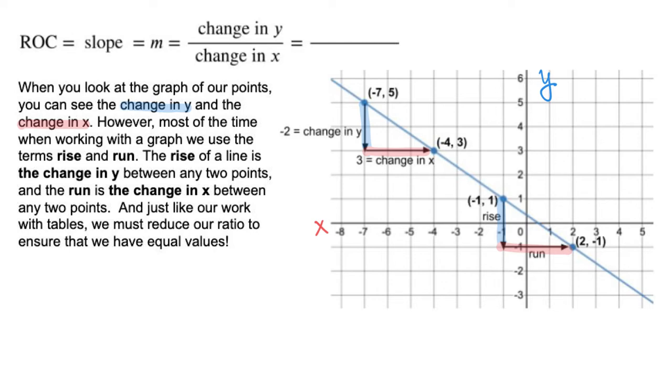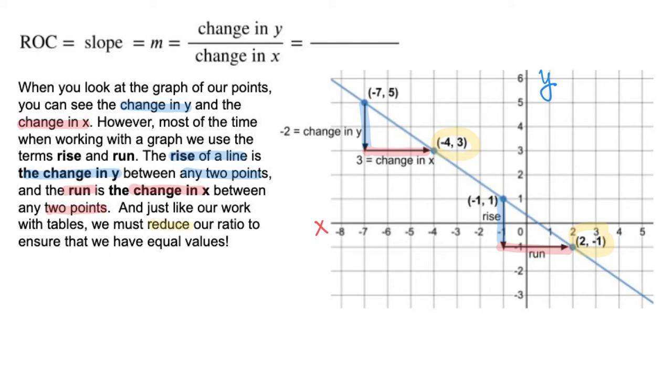So change in y is the same thing as rise, and the change in x is the same thing as run. And that should make intuitive sense to you. When you run, you're running across, you're not running up and down. And rising, things that rise go up and down. So the rise of a line is the change in y between any 2 points. And the run is the change in x between any 2 points. And just like our work with tables, we must reduce our ratio to ensure they have equal values.